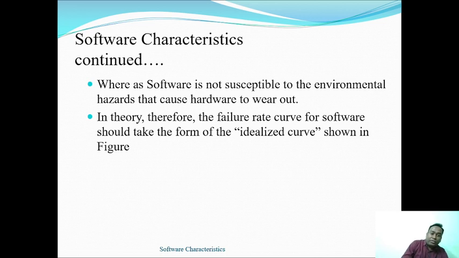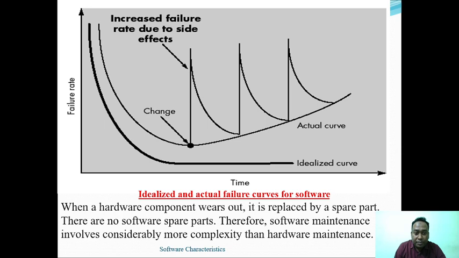Another software characteristic is that software is not susceptible to the environmental hazards that cause hardware to wear out. In theory, therefore, the failure rate curve for software should take the idealized curve shown in the figure. There are spikes of increased failure rate due to side effects of changes. When a hardware component wears out, it is replaced by a spare part. There are no software spare parts, therefore software maintenance involves considerably more complexity than hardware maintenance.